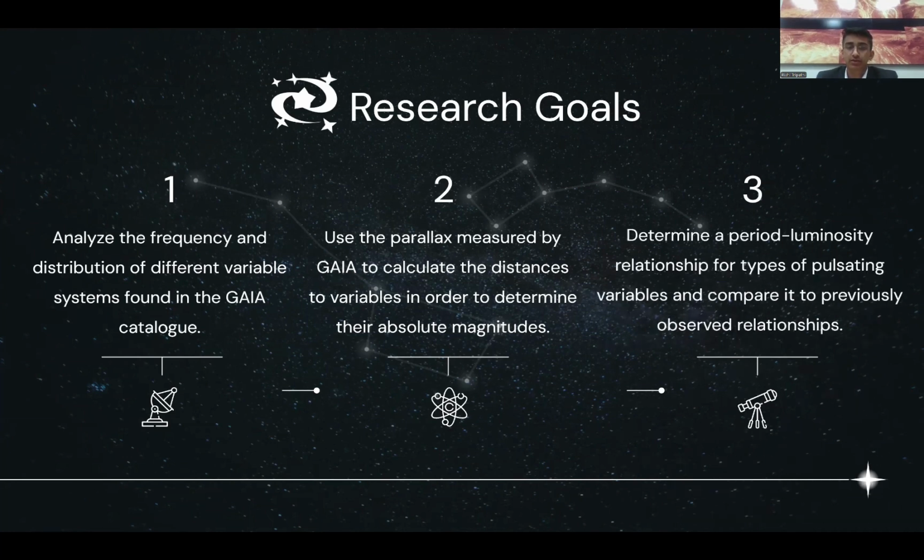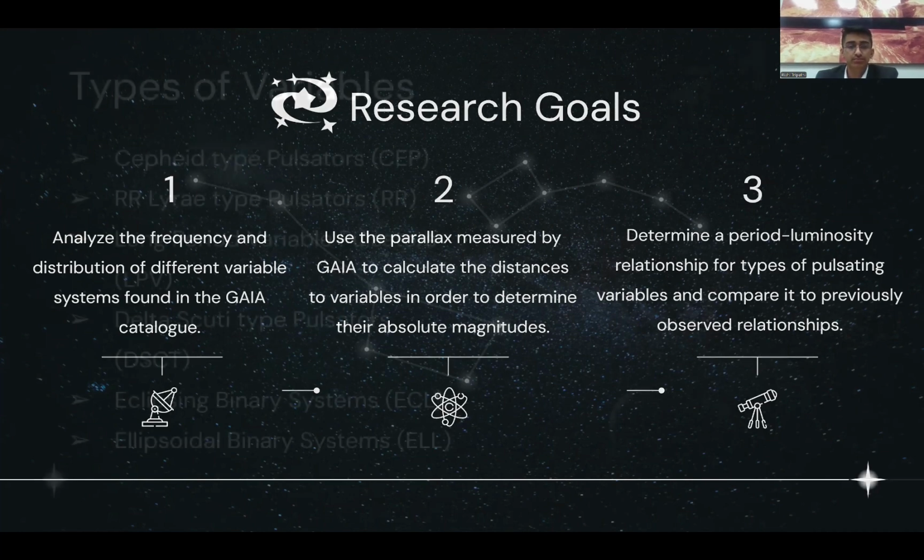Lastly, we determined a period luminosity relationship for a specific type of pulsating variable, which we then compared to the previously observed relationships found in previous studies done by researchers.